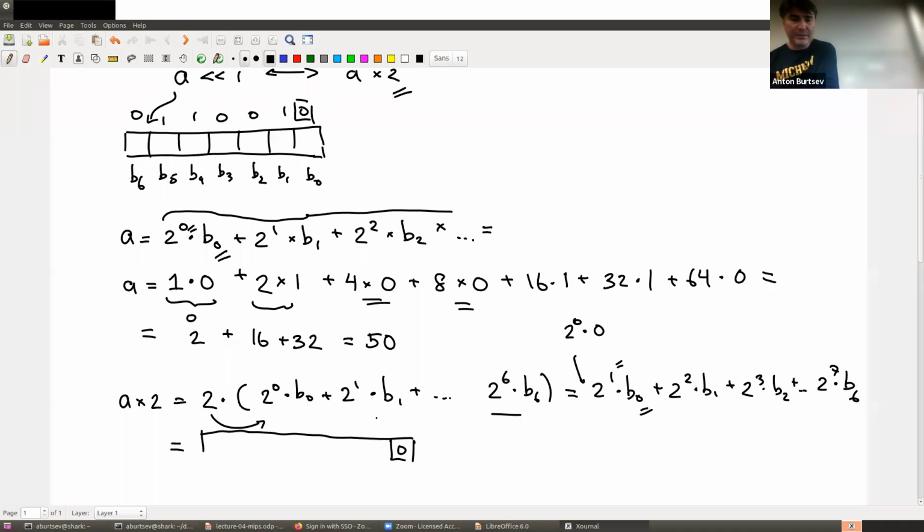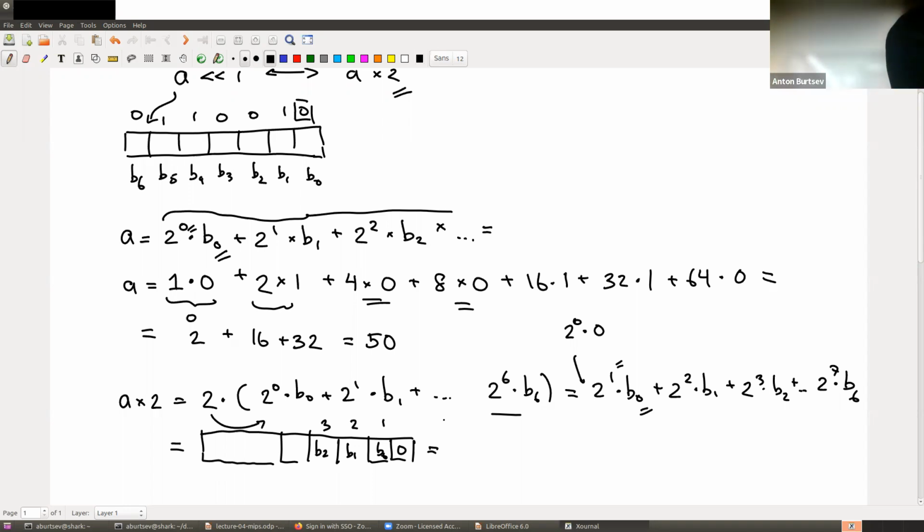And this b0 becomes here in the first position. b1 becomes here in the second position. b2 occupies the next one, and so on, right? Got it? So this is why it's the same as a shift. Is that clear? So this is how the math behind it works.